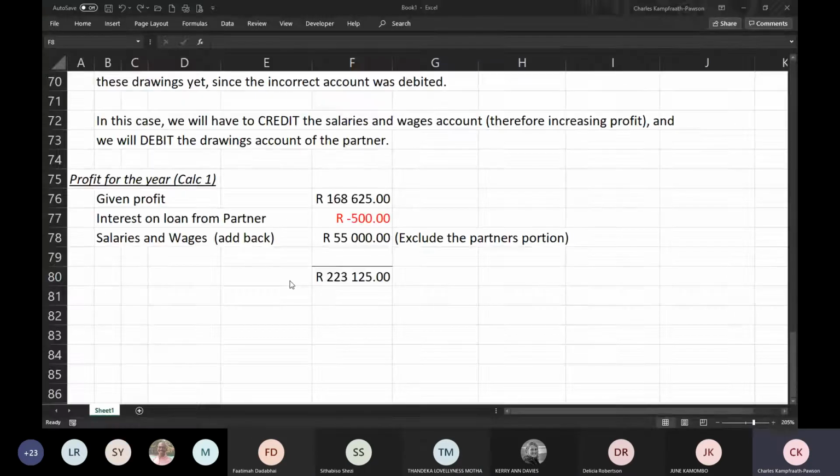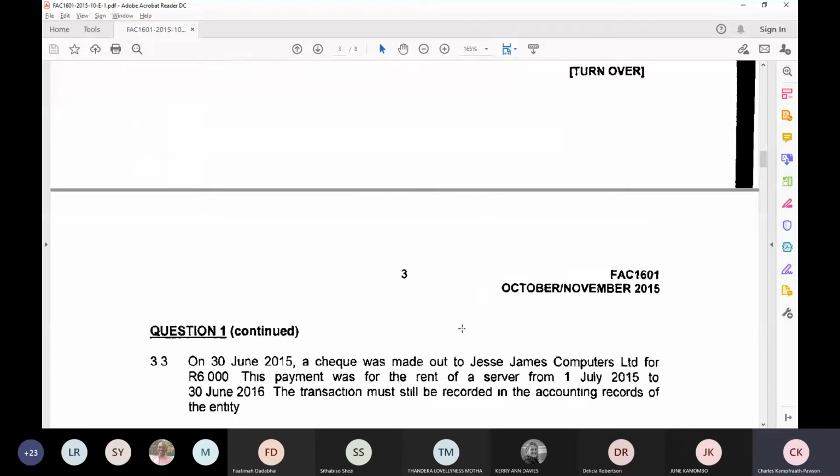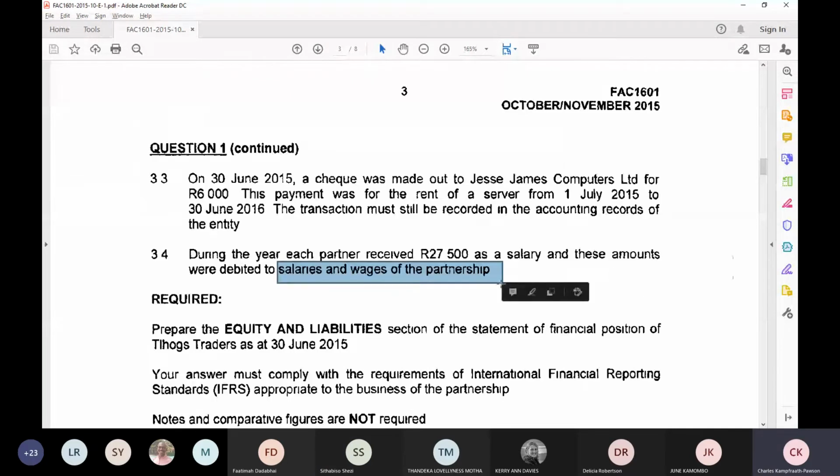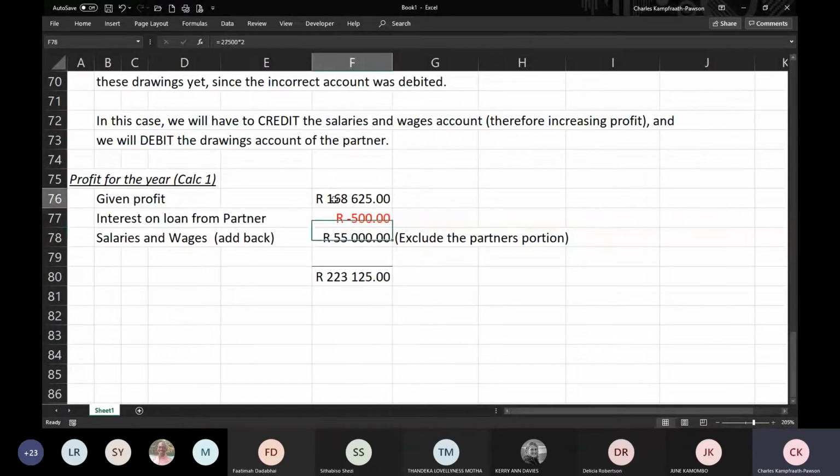So because the question tells us here that it was added to salaries and wages, we must remember that accounting principle and know that payments to partners are never part of the salaries and wages expense account, so we must add it back to our profit. It shouldn't have been deducted in the first place. Okay, I'm covered. Okay, I'm happy. Any other questions on this?